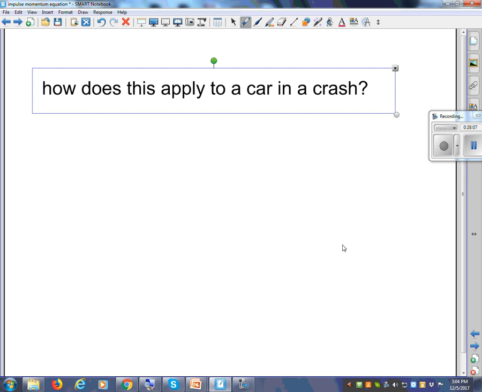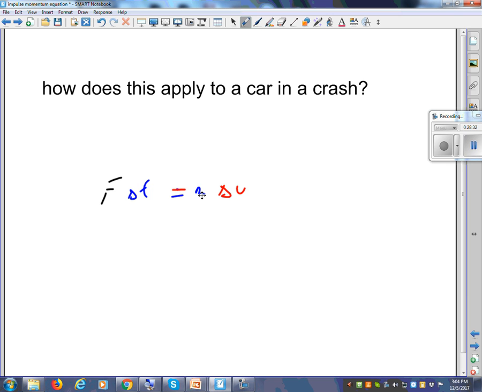Now, why is it supposed to crumple? Slow down, extend the time. Extend the time. That's the answer I'm looking for. It extends the time, and so, Johnny, F delta T is equal to M delta V. So, is the mass of the car staying the same?